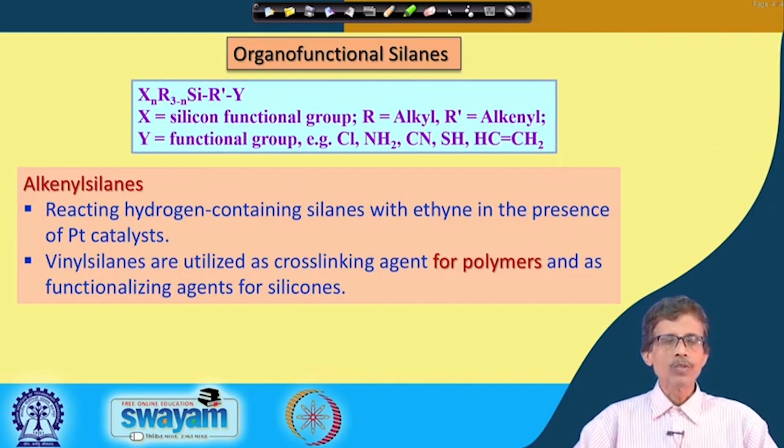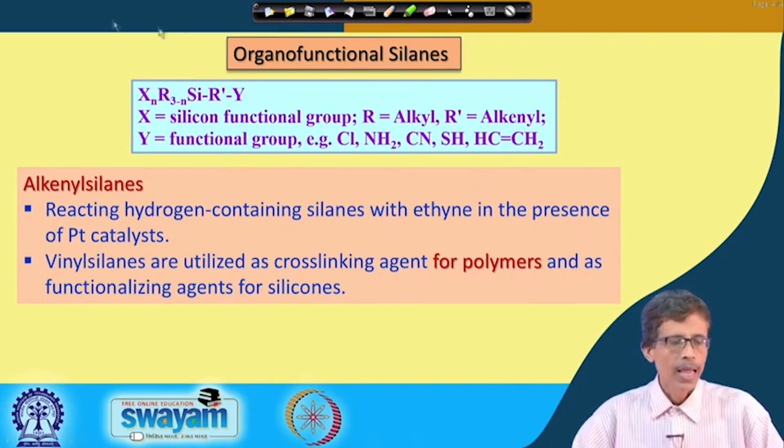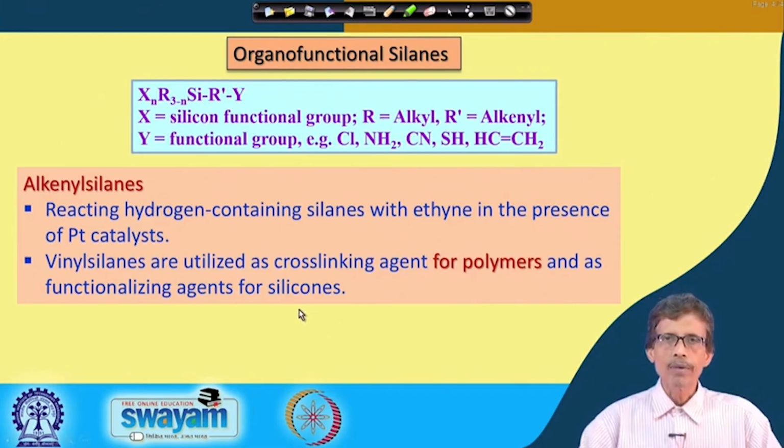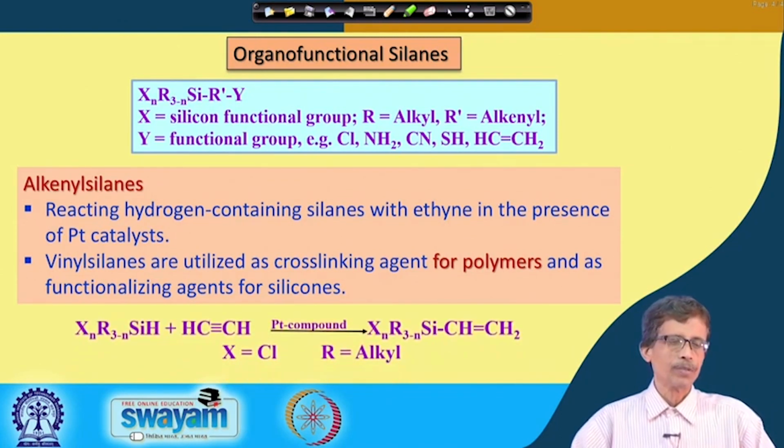These vinyl silanes are utilized as cross-linking agents for making polymers, because the vinyl groups are susceptible to polymerization reactions. As we all know, we have vinyl polymers, like polyvinyl chloride, the PVC compounds. So vinyl groups attached to silicon give another type of polymeric compounds, and serve as functionalization agents for silicones. If we have silicone rubber itself, then we can further functionalize it with vinyl groups attached to it.